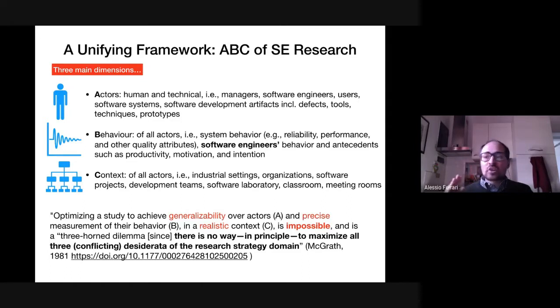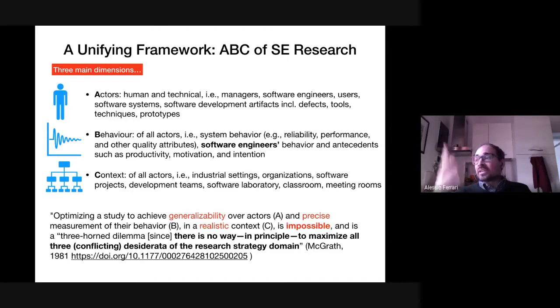In the distinction between a field study and an experiment, what is the main difference? In an experiment, I am in a lab, so it's totally not a realistic context, but I am able to measure some behavior very precisely. In a realistic context, so in a field study, I have realism, but being precise is very difficult.